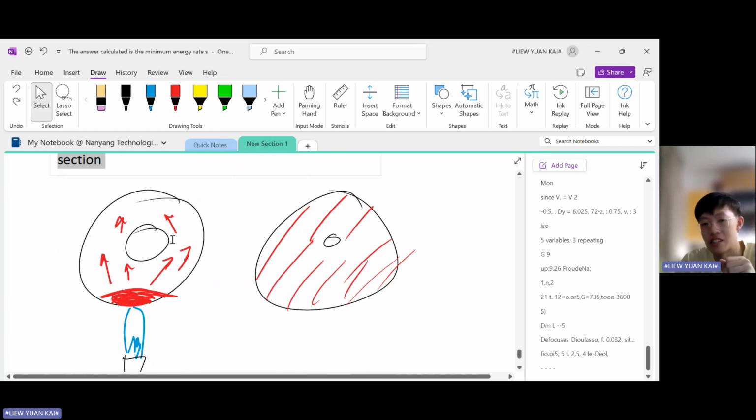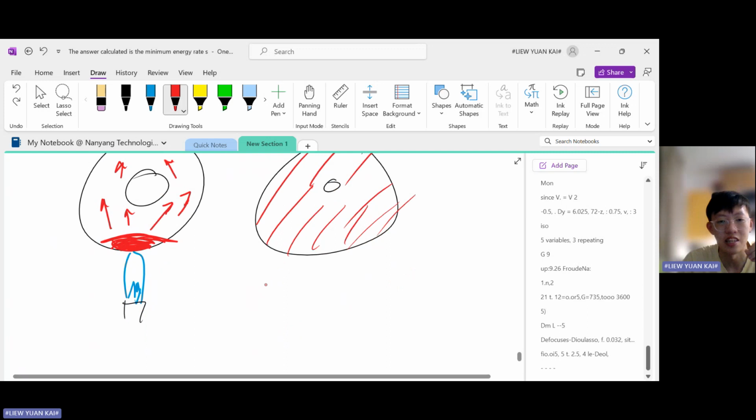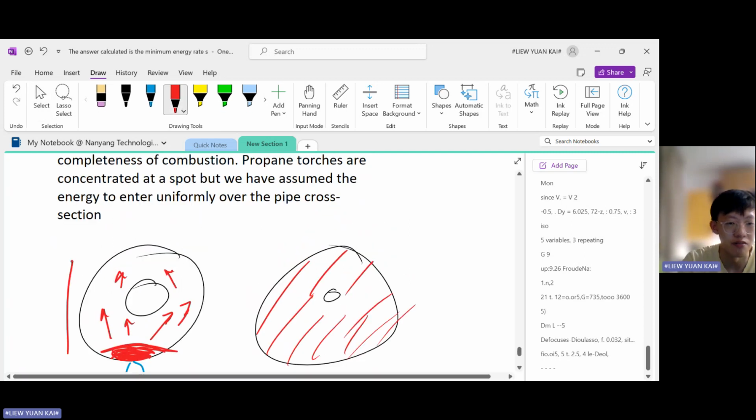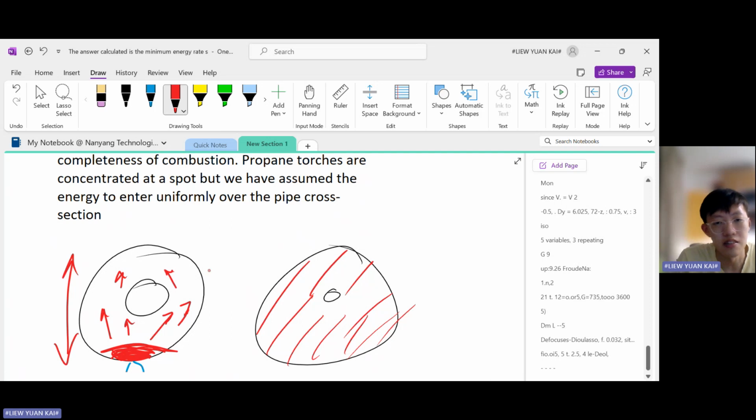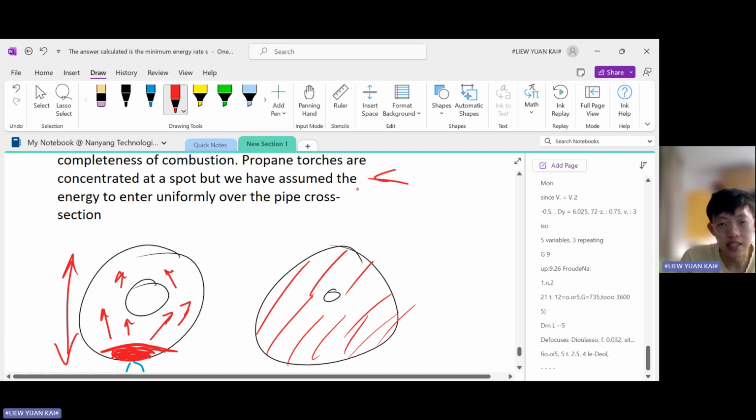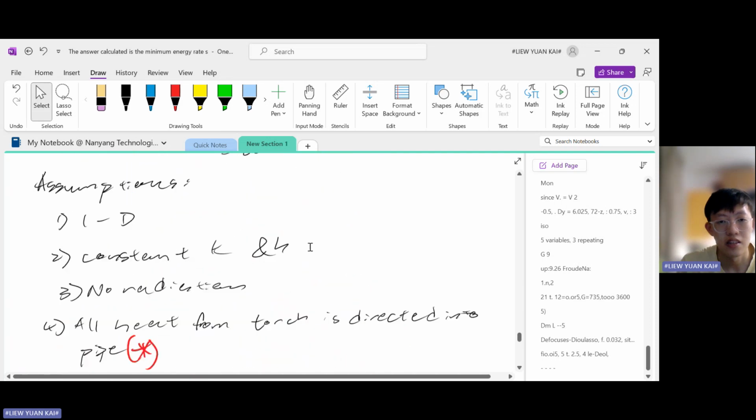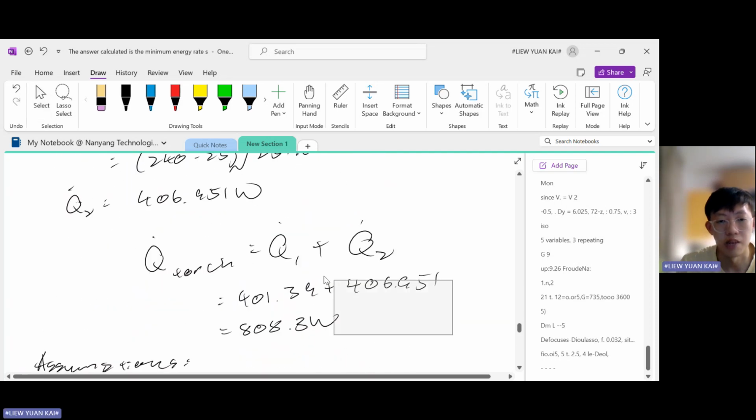Okay, and this might affect our answer because one of our assumptions is that this is a 1D problem. But in this case, if heat travels in the vertical direction, this affects the accuracy of our solution. So that's why I put this comment, to make it a disclaimer to the examiner that there might be some discrepancies in how our heat rate to the torch holds up to the empirical value. When I say empirical value, I mean the actual value.